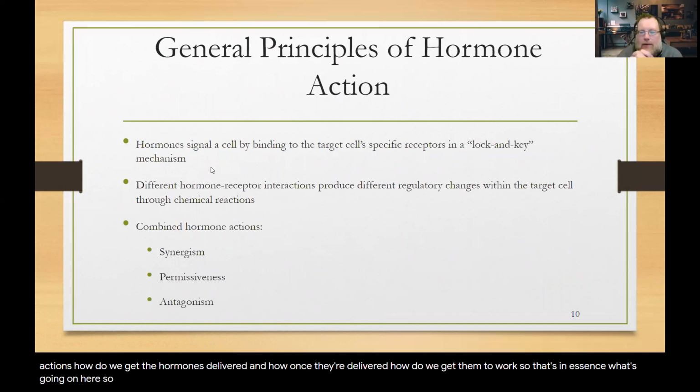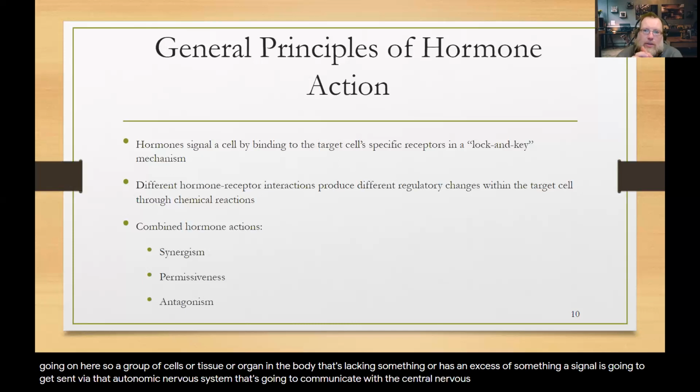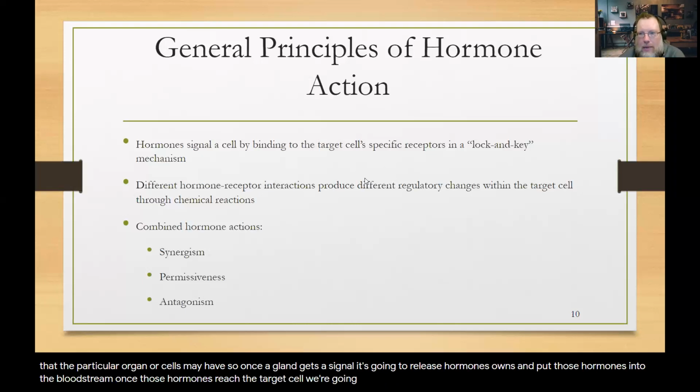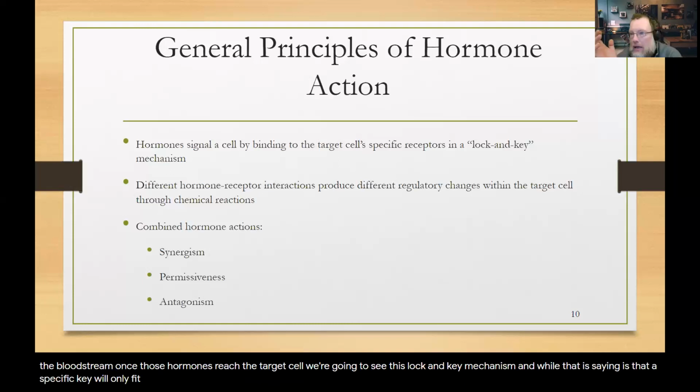So if there's a cell or a group of cells or tissue or an organ in the body that's lacking something or has an excess of something, a signal is going to get sent via that autonomic nervous system that's going to communicate with the central nervous system to determine what types of needs that the particular organ or cells may have. So once a gland gets a signal, it's going to release hormones and put those hormones into the bloodstream. Once those hormones reach the target cell, we're going to see this lock and key mechanism. And all that is saying is that a specific key will only fit into a specific lock. So I can't use a master key to open up any lock in the body.